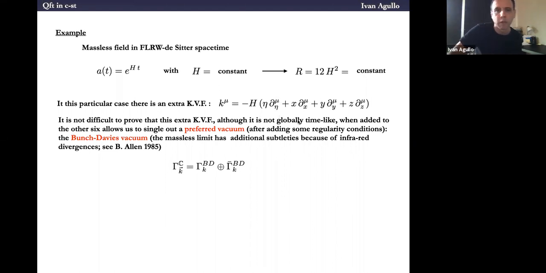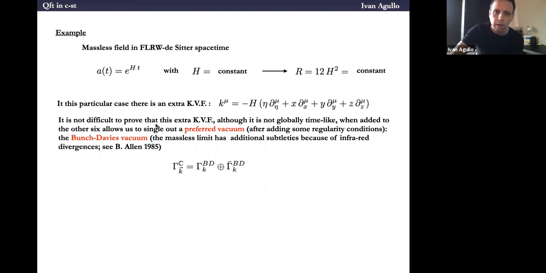This is also a Killing vector field for this concrete scale factor, and you can check it explicitly. I don't have time to prove it, but one can prove that this extra Killing vector field, even though it is not globally time-like, is time-like in a region, whenever the first term dominates over the others. Whenever partial eta dominates over partial x, then it is time-like. But that doesn't happen in the entire spacetime. However, this is enough to select a preferred vacuum. I don't do it, but that can be done easily. And that preferred vacuum is called the Bunch-Davies vacuum. So in this case, we have a preferred vacuum.